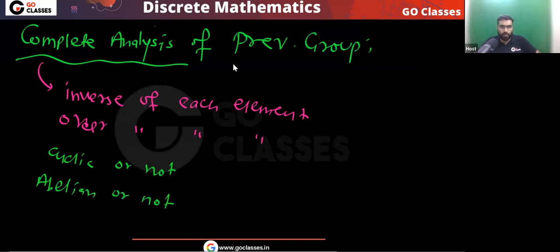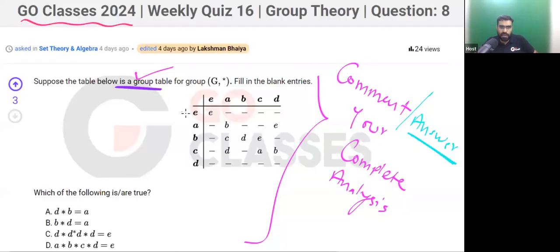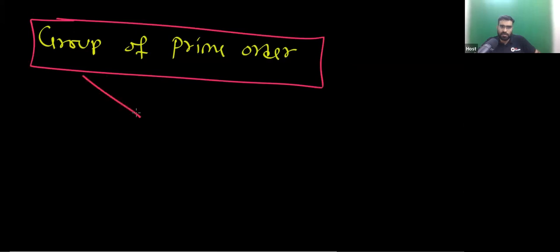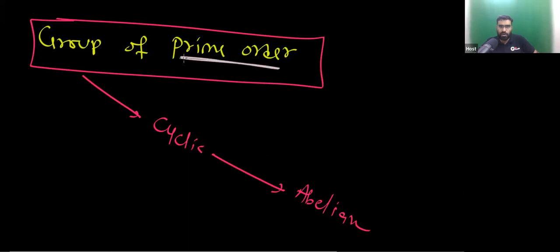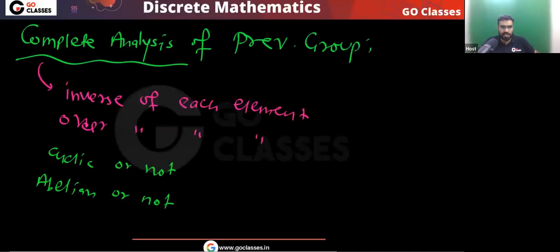See, this is an order 5 group. So can I say it will definitely be cyclic? It will definitely be cyclic because it is of prime order. You already know that if you have a group of prime order, then it is definitely cyclic. Every cyclic group is abelian. So this is very easy. A group of prime order is cyclic, and cyclic is abelian.